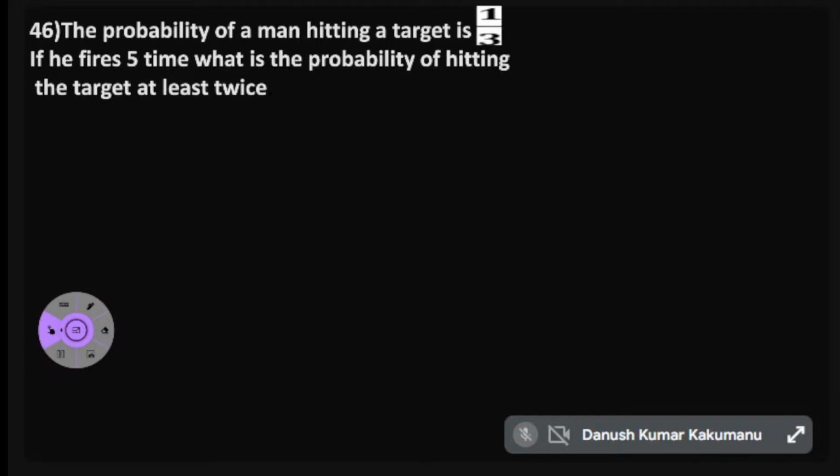Yes, this question. The probability of a man hitting the target is 1 by 3. If he fires 5 times, what is the probability of hitting the target at least twice? Shooter. Who is the shooter? Abhinav Bindra. Gagan Narang. Shooter. Don't say other hero names. Shooter means somebody will say some of our famous hero names.